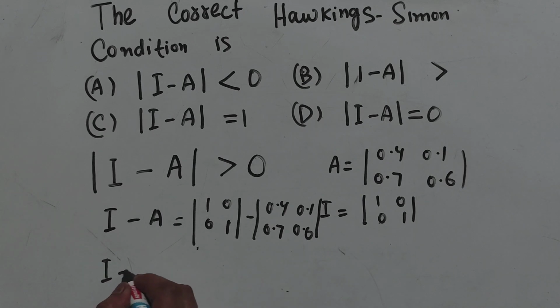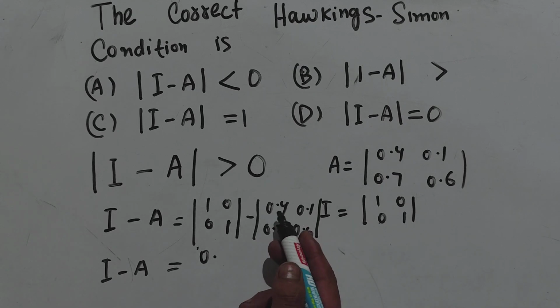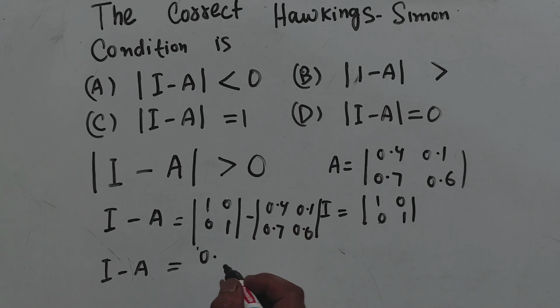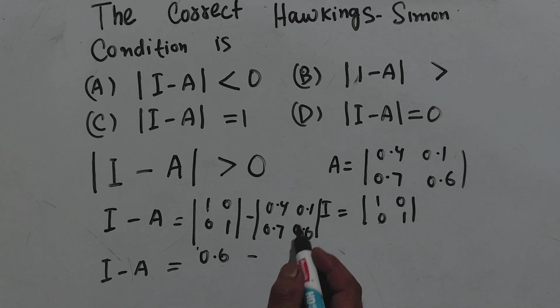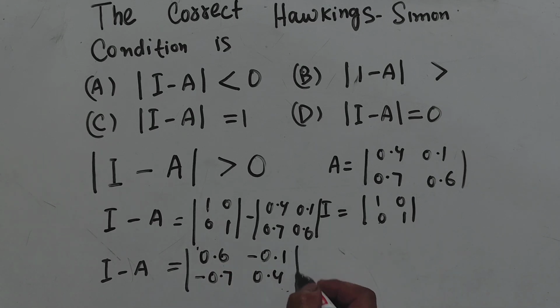So I minus A will be equal to, 1 minus 0.4, when we subtract 0.4 from 1, we get 0.6. Here we get 0 minus 0.1 is negative 0.1. Then we have 0, here it is minus 0.7. Here we get 1 minus 0.6, which is 0.4. Okay, this is the matrix here.